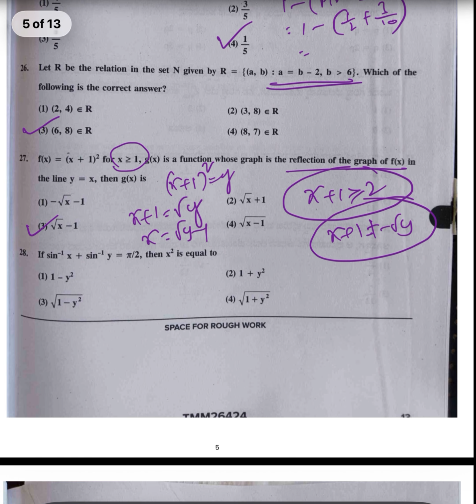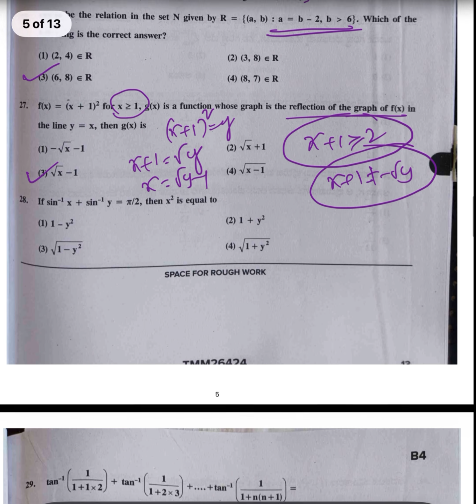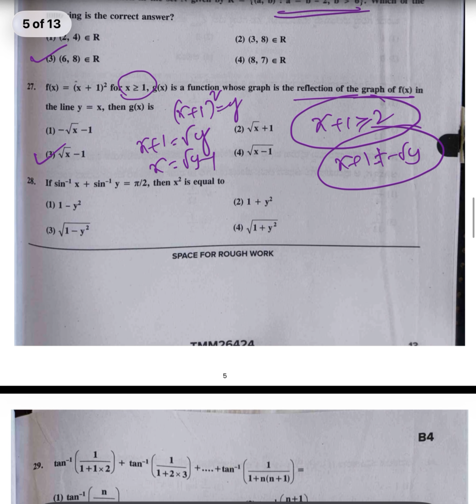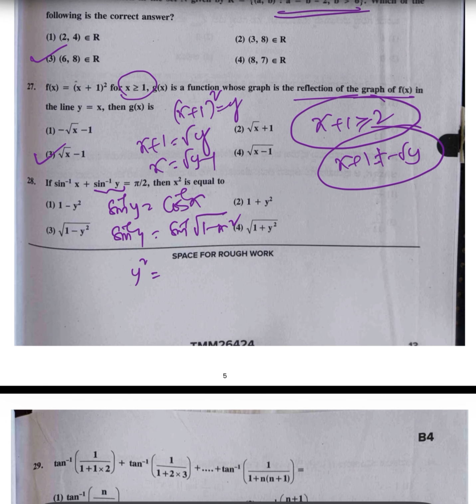Now sin inverse x plus sin inverse y equal to pi by 2. Usually here it should be cos inverse x, so sin inverse y equal to sin inverse of root over 1 minus x square, so y square equal to 1 minus x square, x square equal to 1 minus y square.